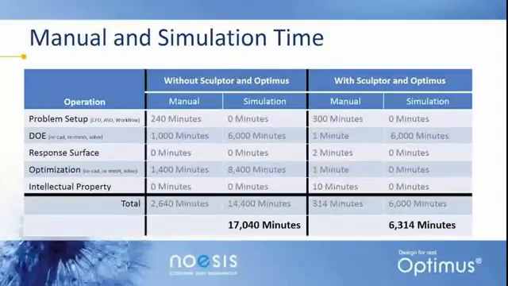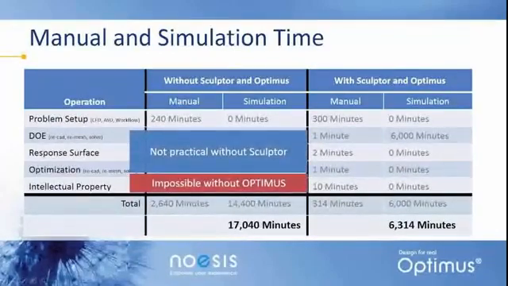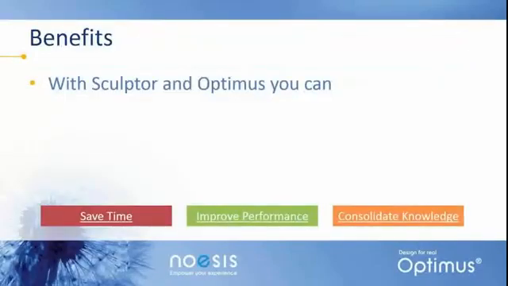You can see obviously some significant time savings in the creation of the geometry with Sculptor, removing the need to recad and remesh, and then also in the simulation time during the optimization step. And really, this process would not have been possible without Sculptor and Optimus. It would have been impractical to make all of those design changes, and it would have been impossible to drive the optimization and to export the data to Excel when we were done.